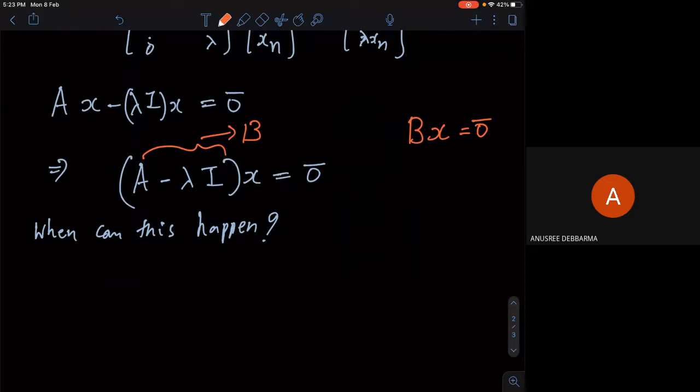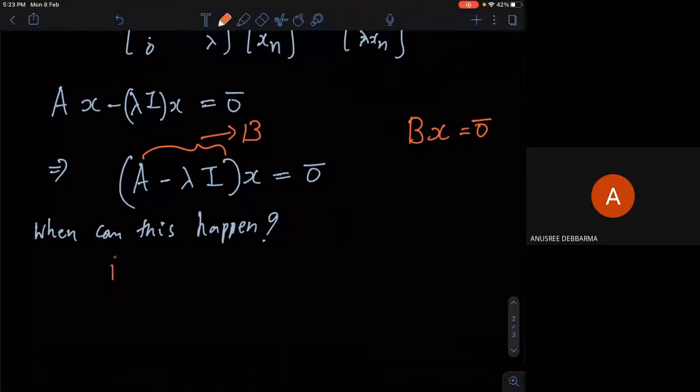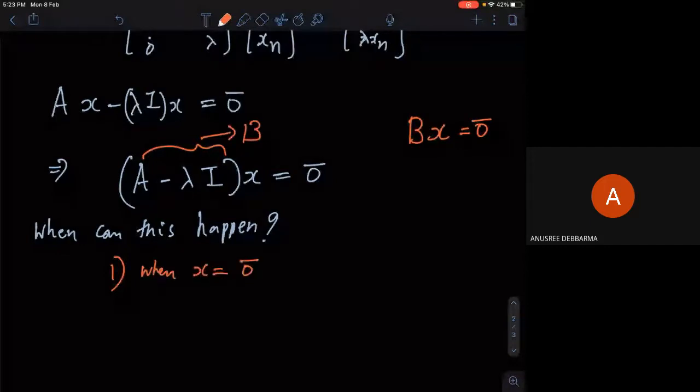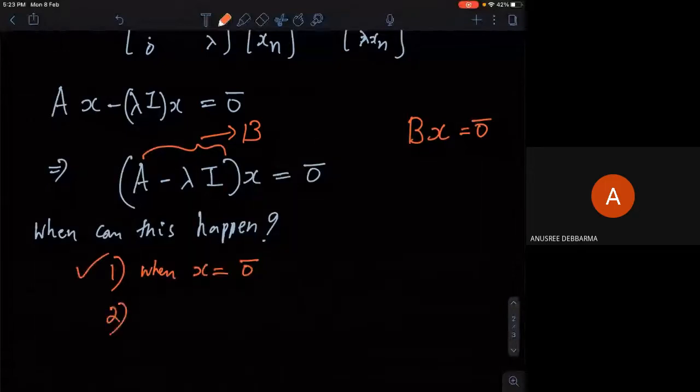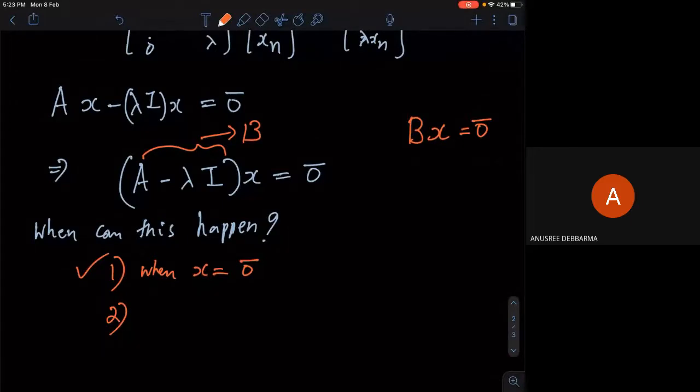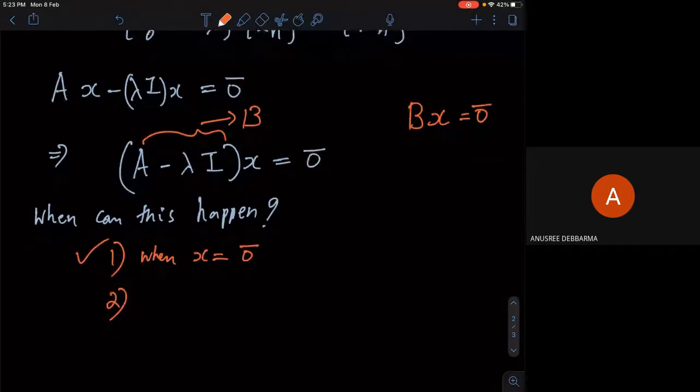When x is 0. So one case is when x is the 0 vector. This is one case, but this is not the interesting case we are looking at. Clearly, if x is 0, whatever you do, you're going to get Bx equal to 0. But we are looking at the case when x is not equal to 0. Is there some vector which is not equal to 0, but A minus lambda I times x becomes equal to 0?